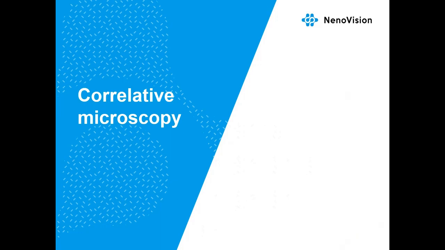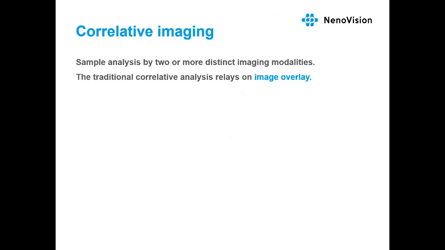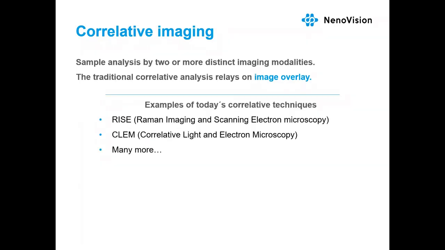Now I would like to move on and talk about correlative microscopy, and I would like to say a few highlights about this, for me, very promising area. Generally, correlative imaging or microscopy is defined as sample analysis by at least two different imaging modalities. Then for correlative imaging, we try to correlate or traditionally just overlay these images. I will give you two examples. It's quite famous: Raman imaging and scanning electron microscopy, and CLEM, correlative light and electron microscopy.